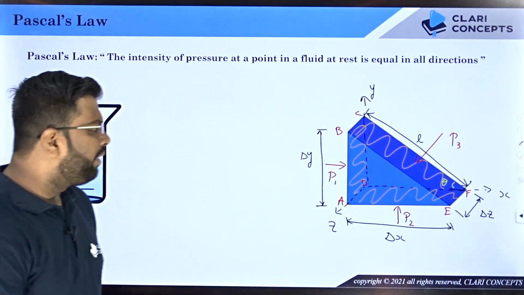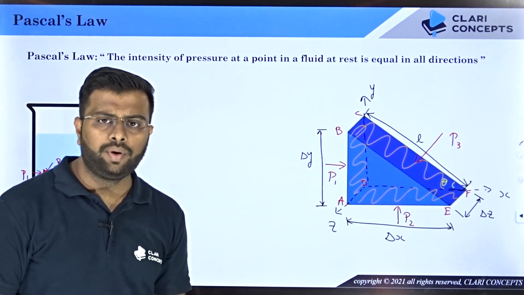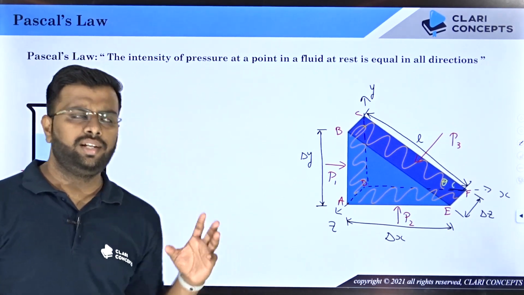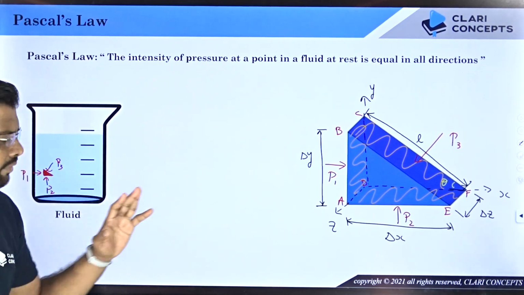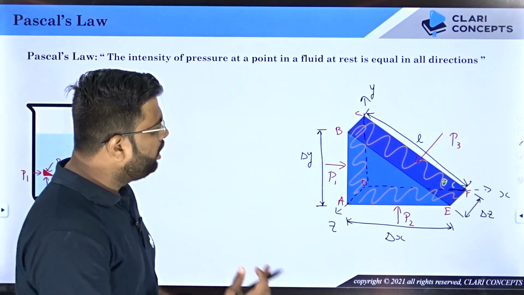Now if in our derivation, these three pressures come out to be equal, P1 equal to P2 equal to P3, then I can say that whatever Pascal has said is true. If they don't come out equal, I will not believe it, right? Now how will you make sure they come out equal or not?